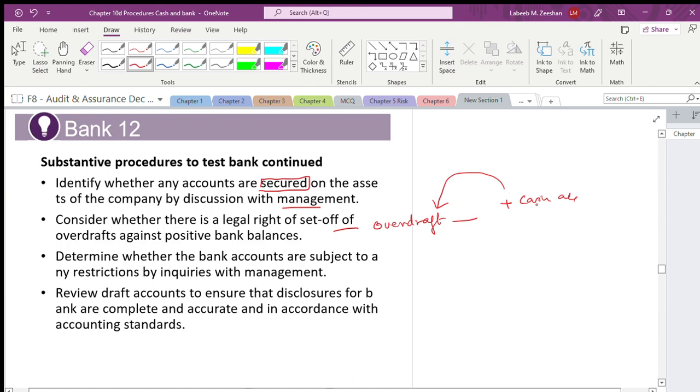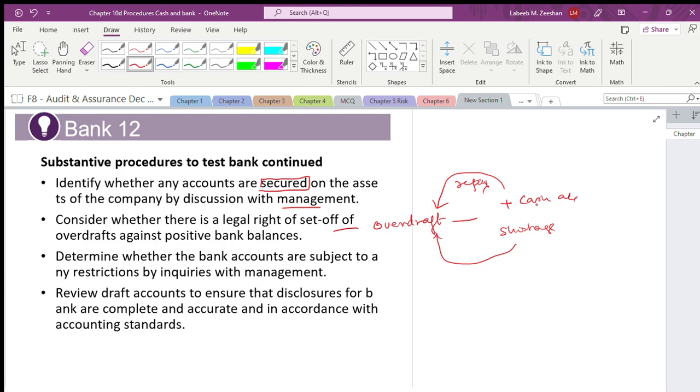It will repay the overdraft. As simple as that. Whenever there is a shortage, first it will repay. Whenever there is a shortage, what will happen? Automatically, an overdraft will be created.